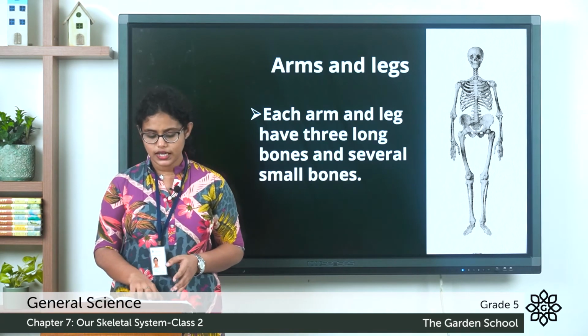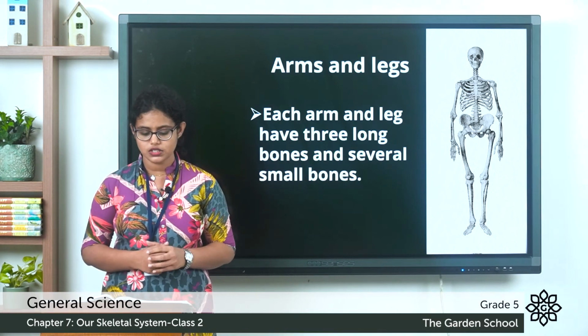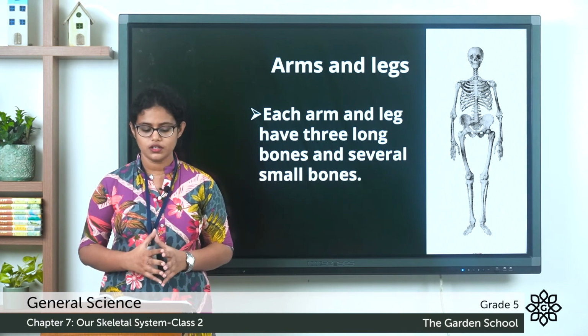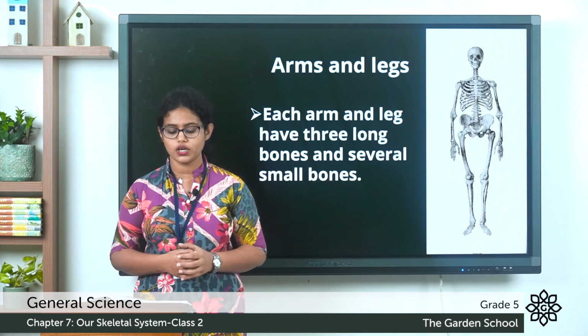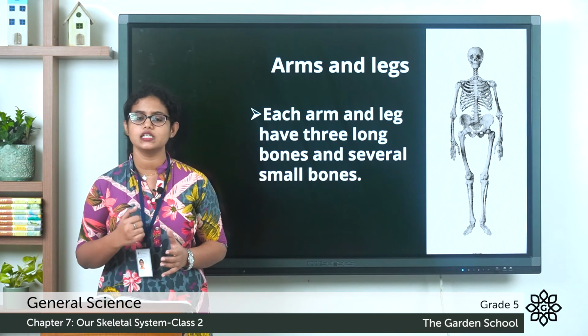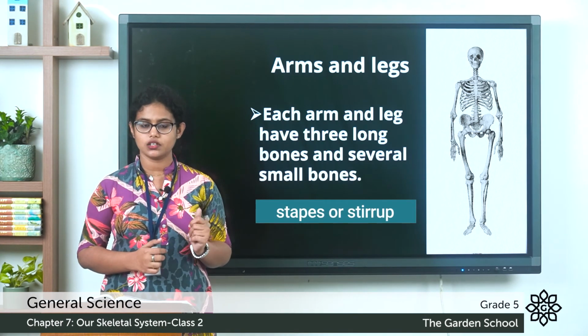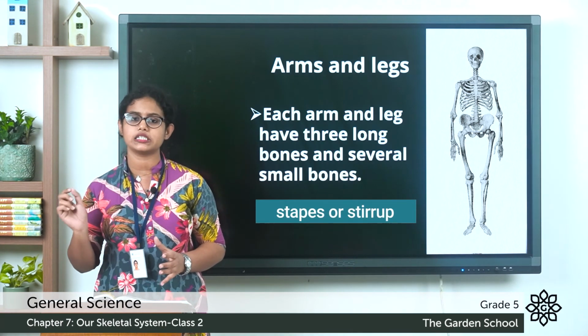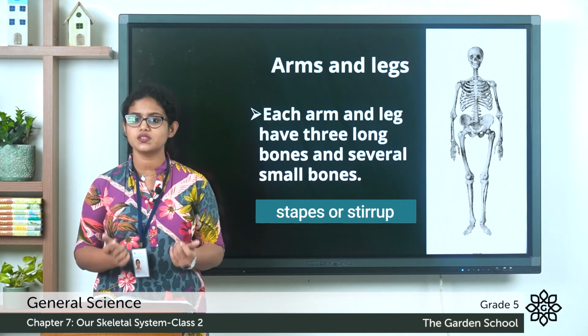The thigh bone, called the femur, is the longest bone in our body. Do you know which is the smallest bone in our body? It is called the stirrup. It is in the ear. It is as small as a rice grain, which means it is very small.